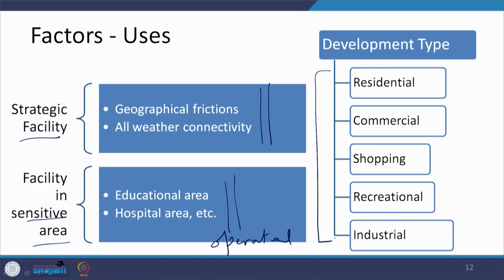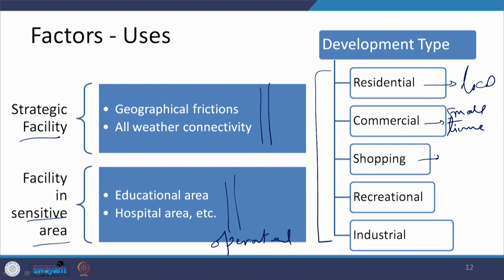When you look at the various other uses which are defined here as residential, commercial, shopping, recreational and industrial, then in that case also you can see that in a residential area the traffic is more of a local nature. In a commercial area, the activities go on for a small time period. So, the facilities may be required in that form.